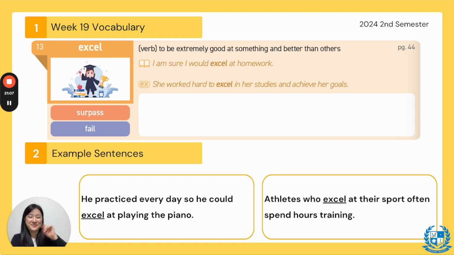Let's read the example together. 1, 2, 3. She worked hard to excel in her studies and achieve her goals. So she worked really hard to do very well. Here it says he practiced every day so he could excel at playing the piano. And so it's just playing ding, ding, ding, ding, ding. He went and became very good at it. Next one, it says athletes who excel at their sport often spend hours training. Yes, usually athletes are not just born with their athleticism and their sportsmanship, but they have to practice in order to excel.